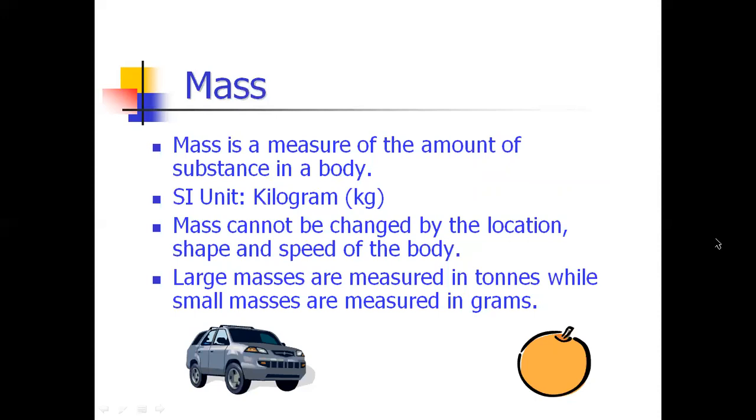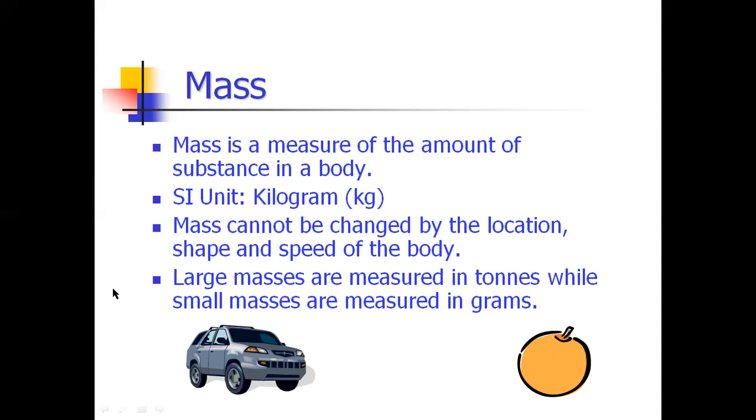So, starting with the definition of mass. Mass is the quantity of matter in an object. In simple words, you can say mass is a measure of the amount of substance in a body. Its unit is the kilogram, as it has been studied in the first chapter. Mass is the quantity of matter in an object, so it remains constant at every place. It cannot be changed by the location, the shape or the speed of the body. Means by any factor, it does not affect the mass in any way.